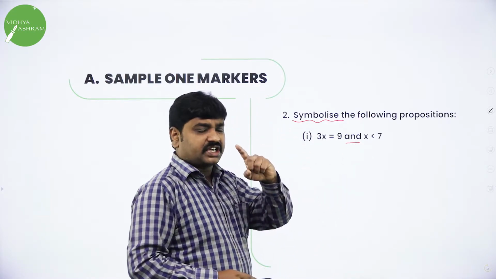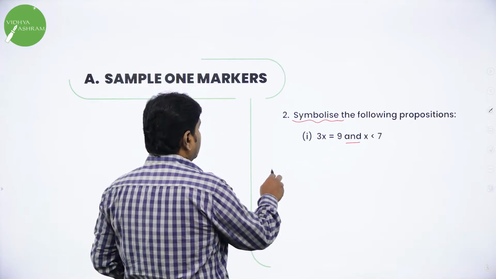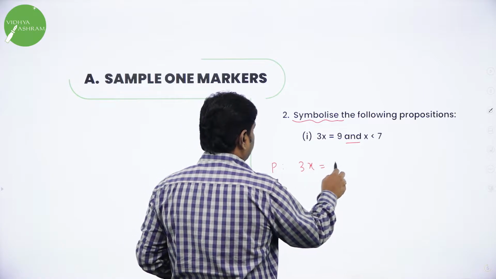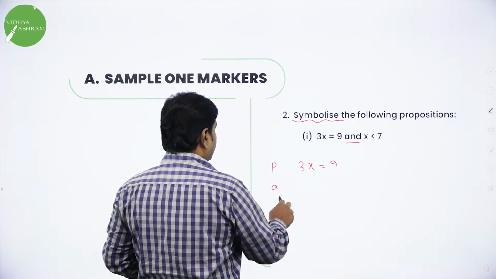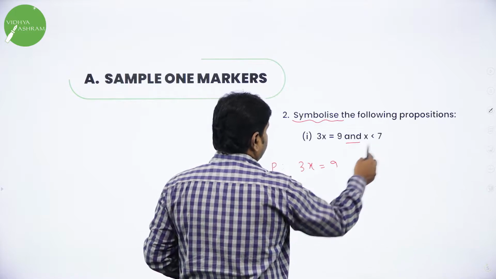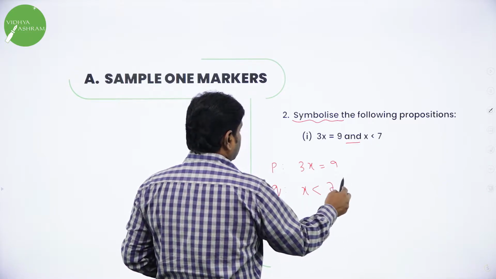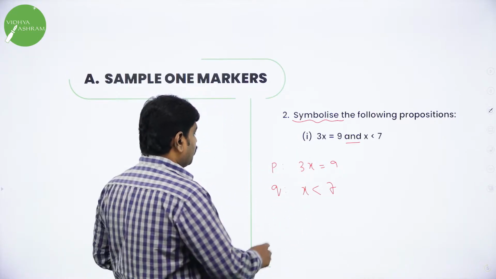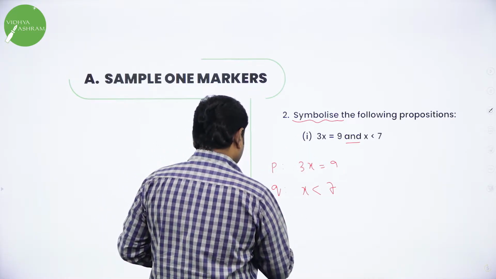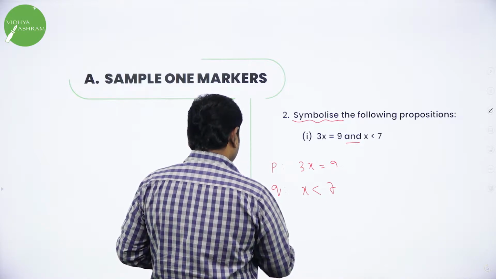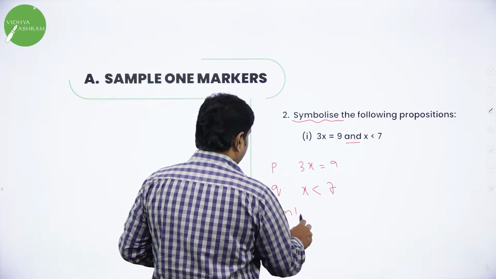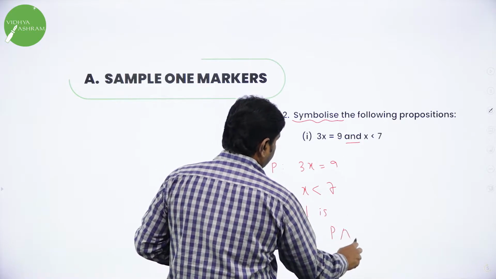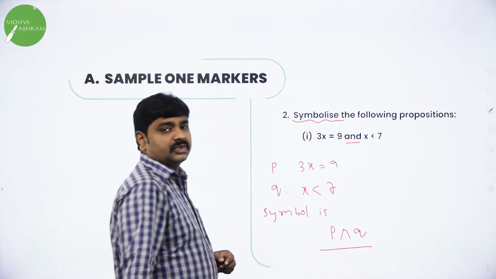This is the question. So here the connective is AND. Before AND we have one statement, after AND we have the other statement. First I will say P, the first statement, 3x is equal to 9. And the second statement after AND, what do we have? X less than 7. So first I symbolize the statements as P, Q. Then the symbol of the compound proposition is P and Q. That's it. This is the answer.